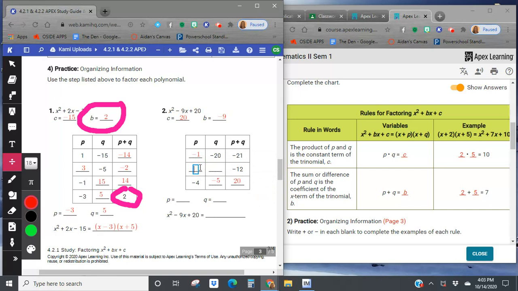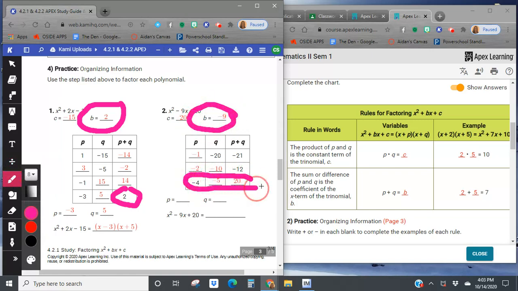But there's also the possibility of -2 and -10, and -2 and -10 add up to -12. So again, I'm looking for all of these that multiply. These are my possible pairs for +20, but which one gives me the b that I want when I subtract or add them? And that gives me the -9 right there.